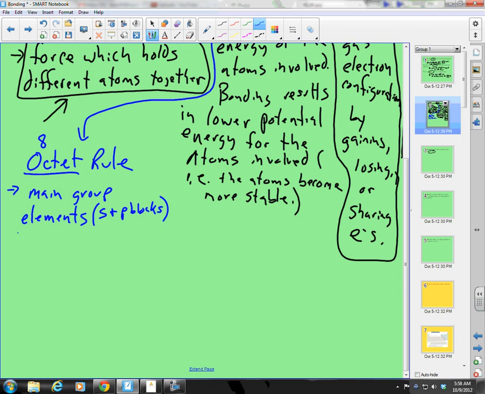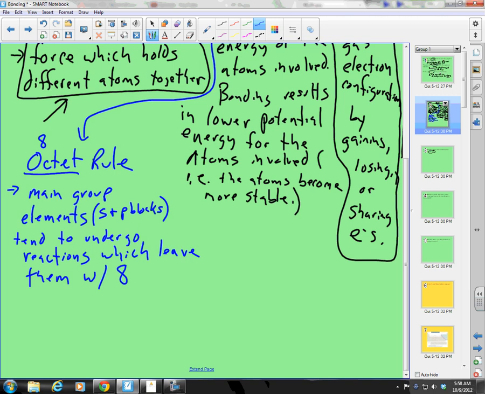Main group elements tend to undergo reactions which leave them with 8 valence electrons. Okay, and what does that mean? That means that leaves them with a full s and p outer electron configuration, right?